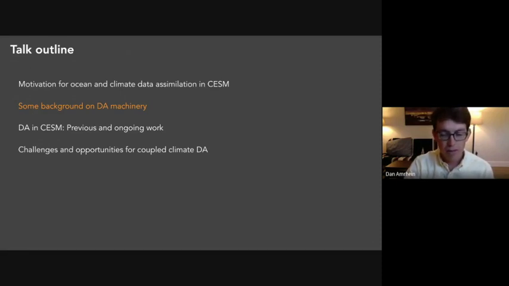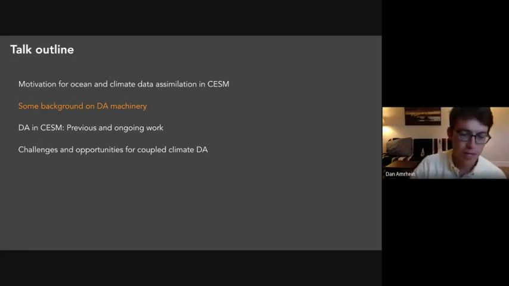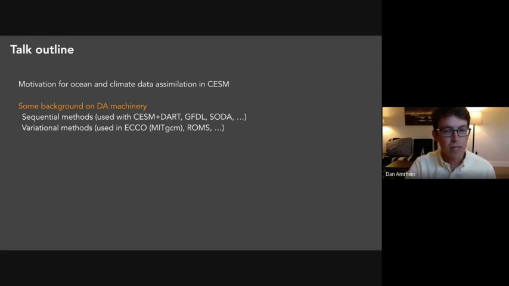And now I'll just provide a little bit of background on the machinery that hopefully will inform the next two talks that we'll see as well. Data assimilation techniques can be roughly broken down into two different categories of techniques, sequential methods and variational methods. And I'll just give each of them a brief summary here.